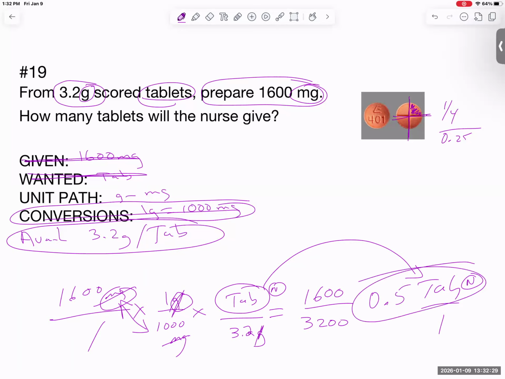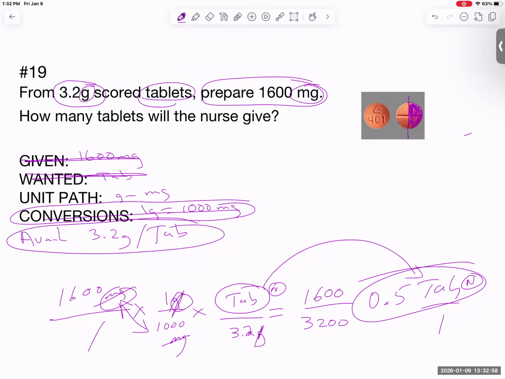0.5 tablets. So that means I'm going to break this tablet in half and give 1/2 of this tablet. Just because it can be broken in quarters doesn't mean I have to give a dose in a quarter. So this particular available medication is going to be broken in half, and the patient will receive half a tablet, and that half a tablet will equal 1,600 milligrams.